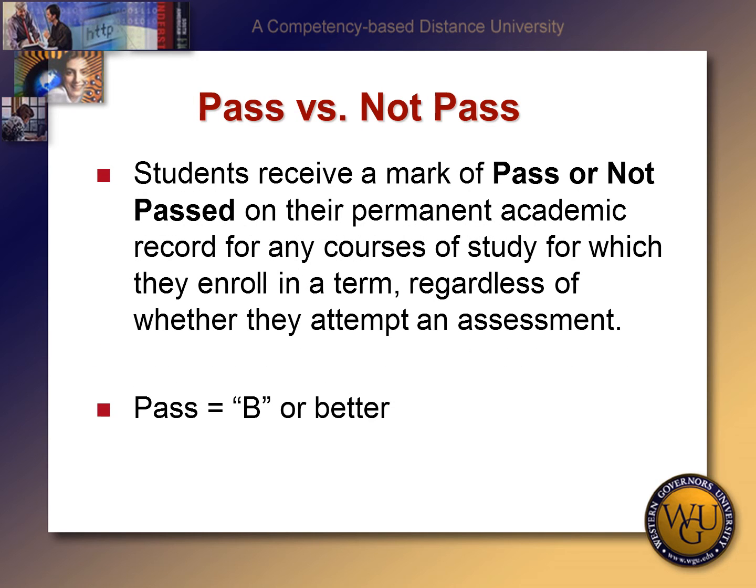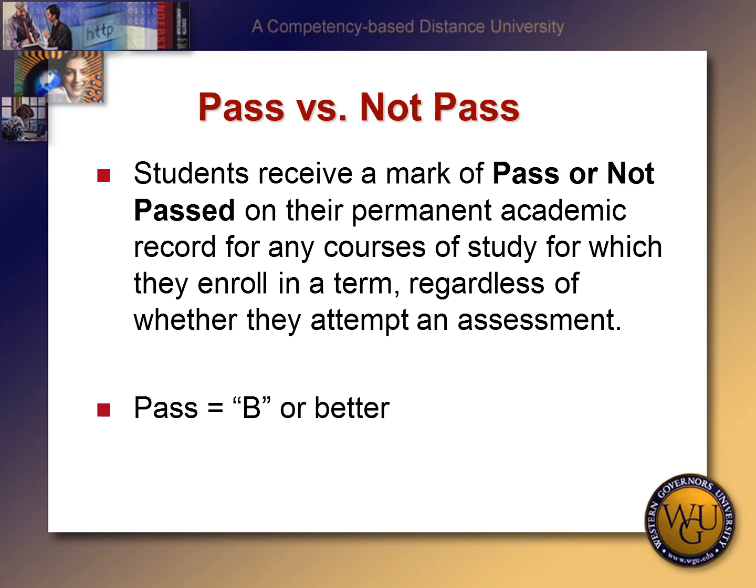WGU practices competency education. Students receive a mark of pass or not pass on their permanent academic record for all courses of study for which they enroll in a term, regardless of whether they attempt an assessment. That means you have to complete all 12 courses in your term in order to have them all show as passed. If you don't complete the 12 that you enrolled in, then it will show as a fail on your transcript. And you'll get the opportunity to pass it in the next term, but it is a permanent mark on your transcript.